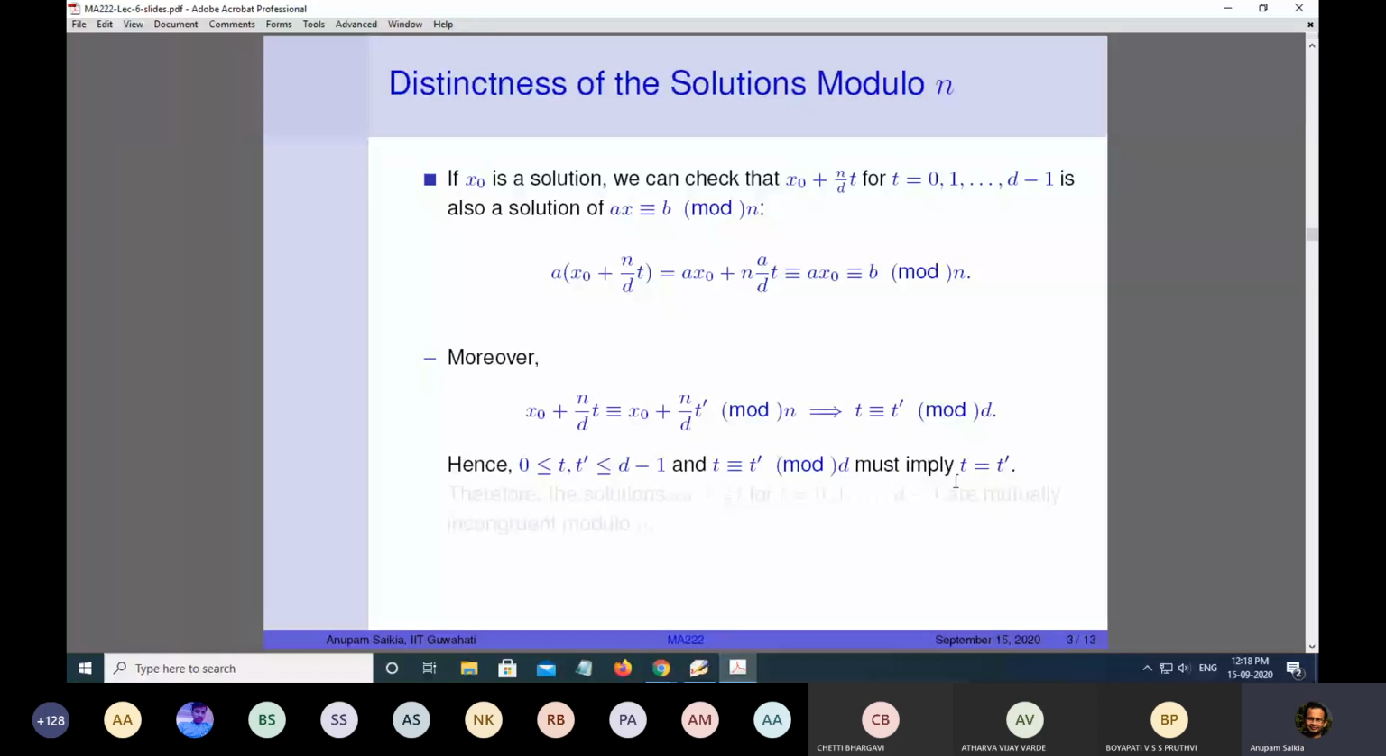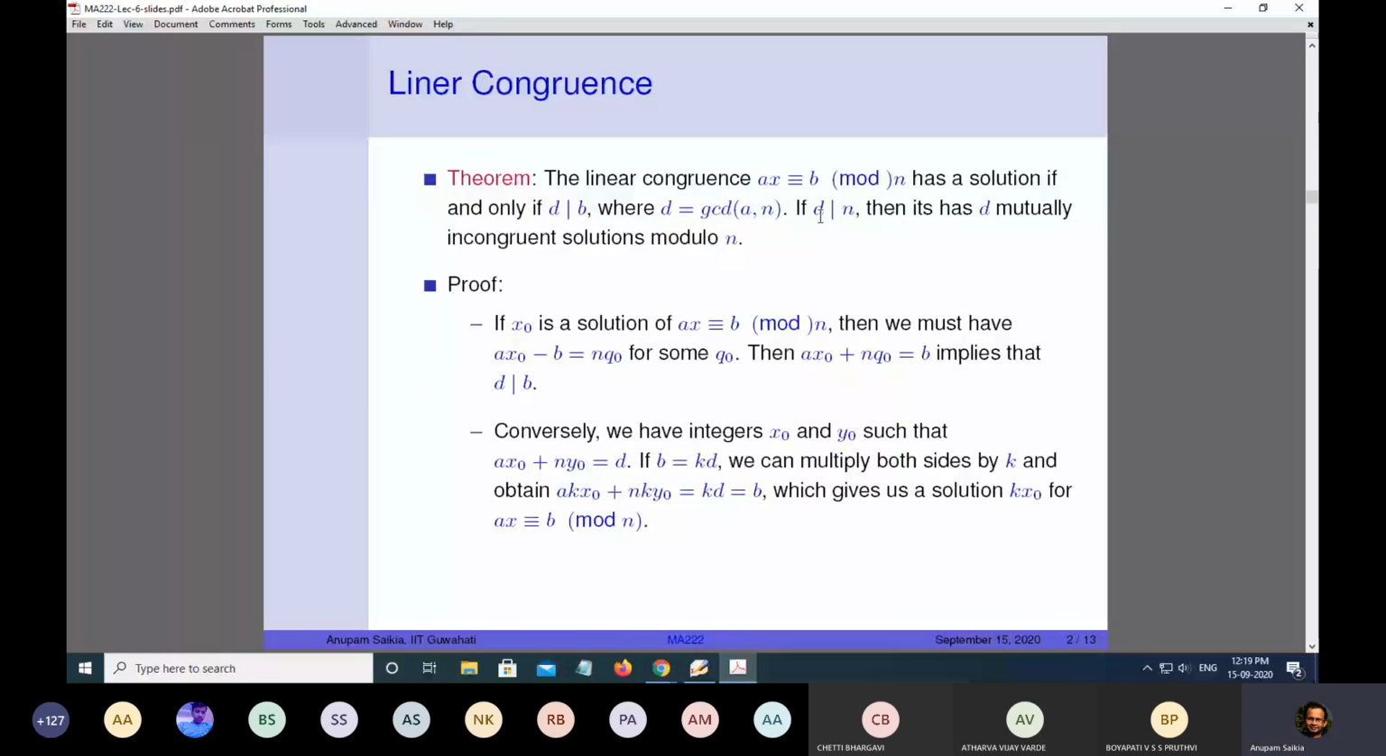Okay. Is there any question? Okay, so what we are saying is that these are distinct solutions mod n, or mutually incongruent solutions. So far what we have done, we have said that this congruence has at least d distinct solutions mod n.